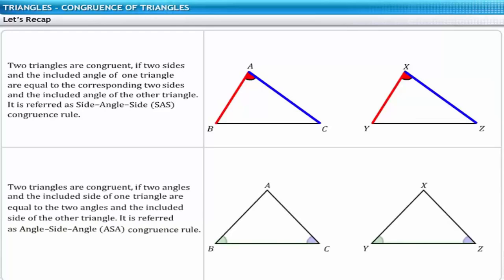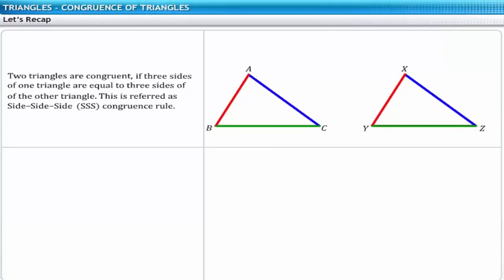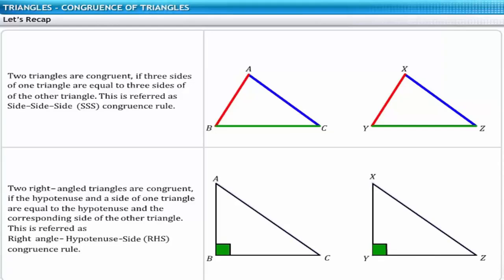Two triangles are congruent if two angles and the included side of one triangle are equal to the two angles and the included side of the other triangle. It is referred to as angle-side-angle or ASA congruence rule. Two triangles are congruent if three sides of one triangle are equal to three sides of the other triangle. This is referred to as side-side-side or SSS congruence rule. Two right-angled triangles are congruent if the hypotenuse and a side of one triangle are equal to the hypotenuse and the corresponding side of the other triangle. This is referred to as right-angle hypotenuse side or RHS congruence rule.